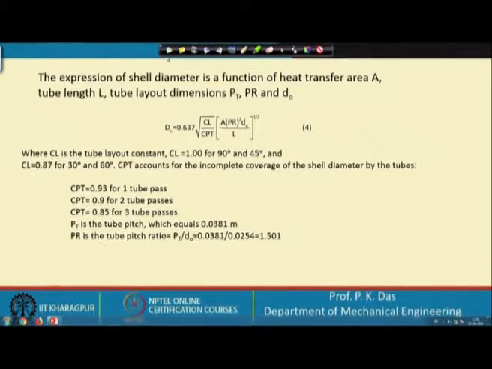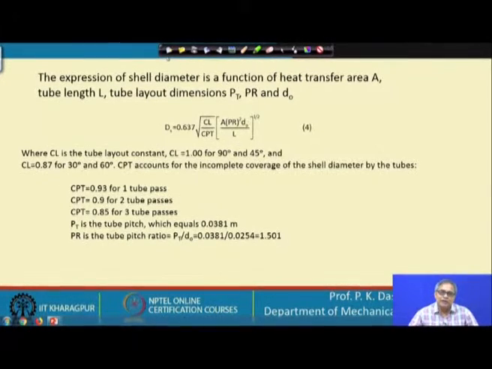PT is the tube pitch, which is equal to 0.381 meter. This is a given number for this particular design, and PR is the tube pitch ratio, PT by D0. So, that we can calculate. PT has been given. As you can remember, the inner tube diameter and outer tube diameter were supplied in this problem. So, similarly PT has been given.